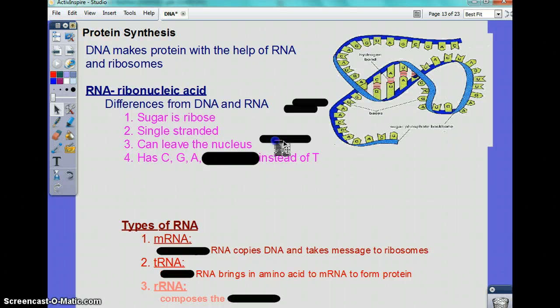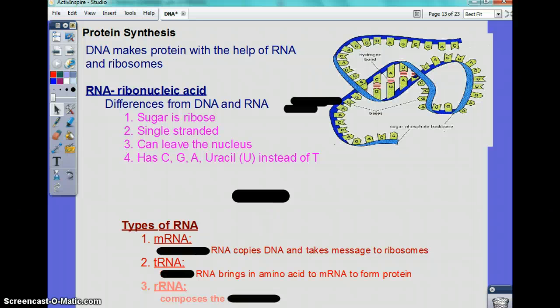Good. DNA can never leave the nucleus. Everything that DNA does, it does it inside the nucleus. RNA, however, once it's made, it can leave. Good. The N bases in RNA are C, G, A, and U. DNA's are C, G, A, and T.